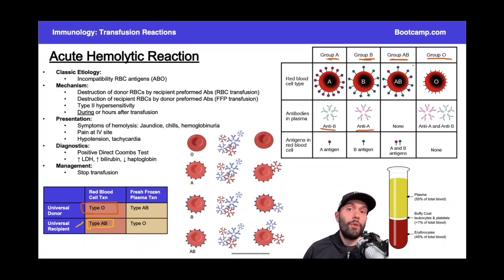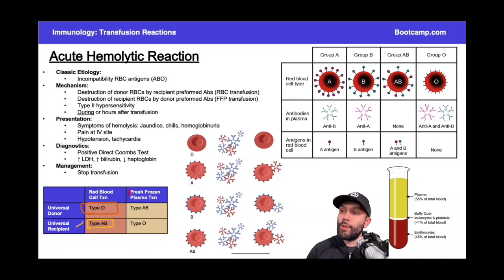But remember, if I was going to donate blood to a patient that had type O, I can only use type O, because otherwise I would have these antibodies targeting those red blood cells. Students will understand the concept here with type O, type AB. Type O being the universal donor, type AB being the universal recipient.